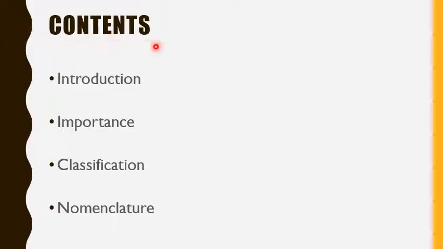Here, look at the contents. In the contents, we are going to see the introduction, then importance, classification and nomenclature. Introduction is mainly how a carboxylic acid functional group looks like and what are the main properties, just simple properties. The importance of carboxylic acid lies in their role in our life as well as their application. Then we will see the types of classification, and finally the nomenclature for today's class.